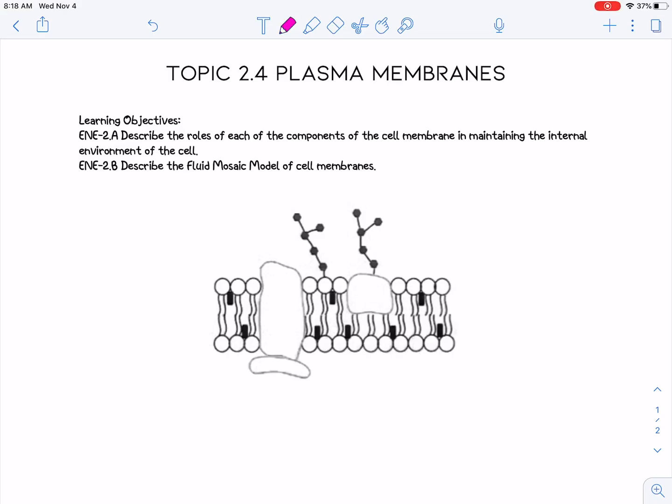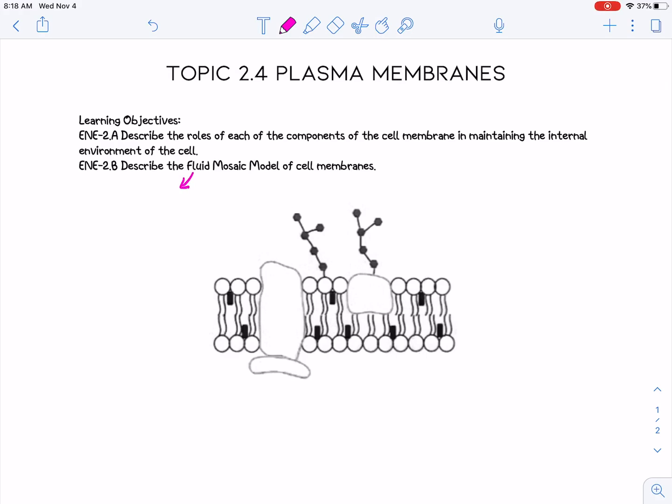All right, so we're going to go ahead and talk about plasma membranes and their structure. They're really the outer layer of a cell, and it keeps everything in, maintaining their internal environment, and it keeps other things out. We're going to spend a lot of time talking about how they do that. So, the first part is we're going to look at the fluid mosaic model. We're going to look at its structure.